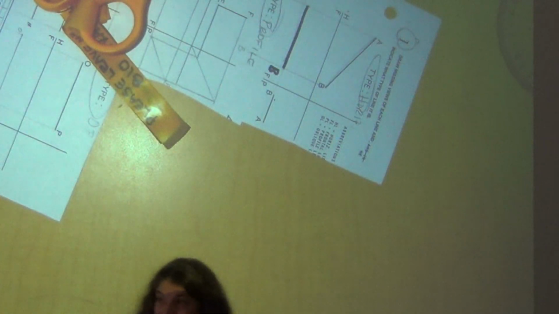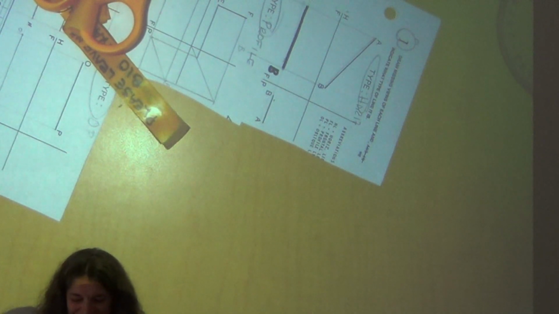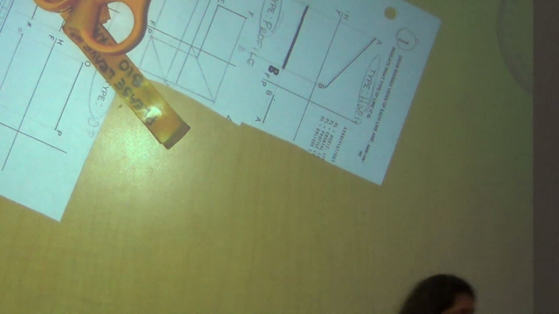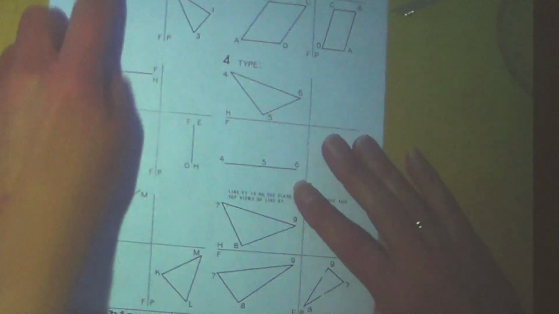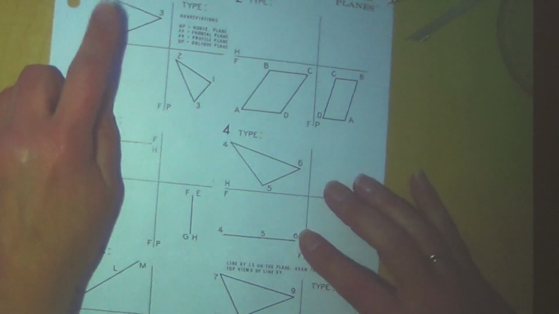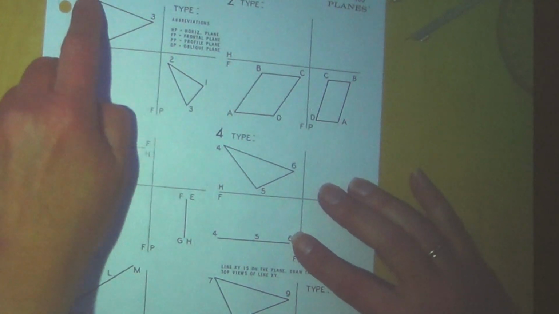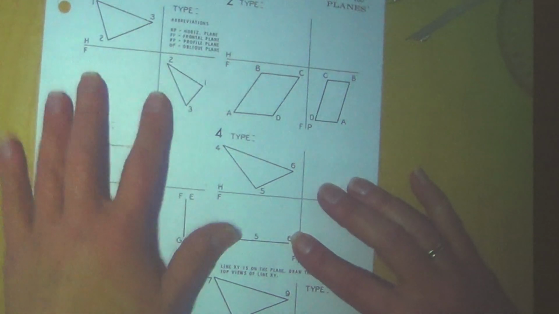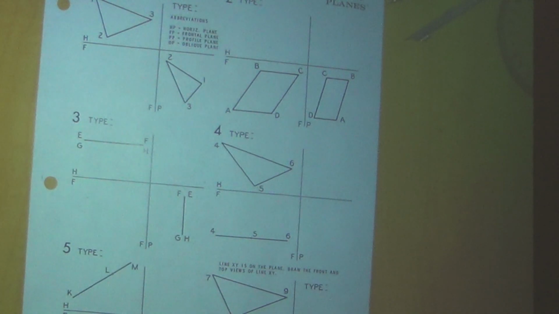Okay, so the next sheet is the same thing, but you're transposing not lines anymore, you're transposing planes. Here's what it looks like. So what I want you to do now, we're going to take a huge break.